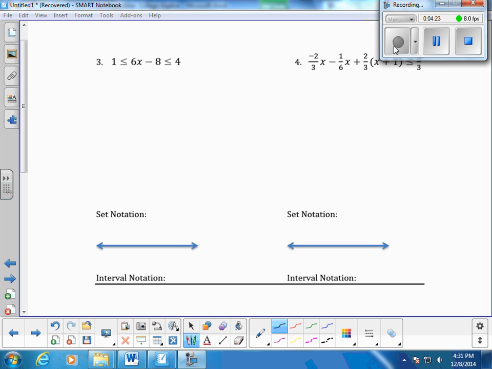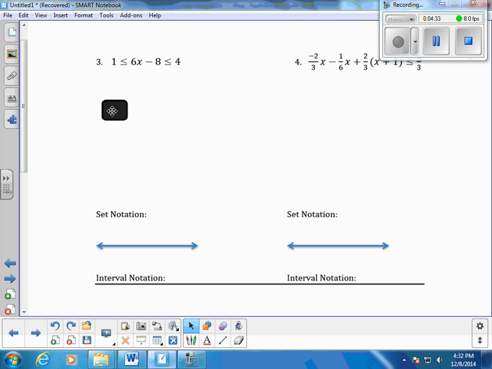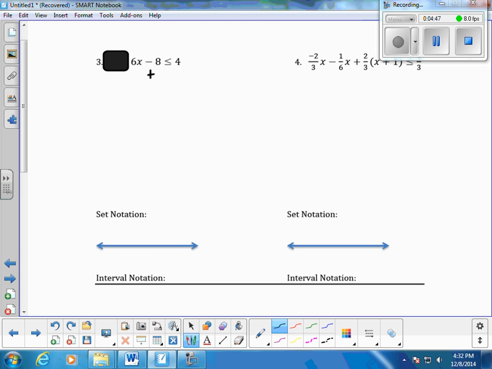Okay, this is a compound inequality, and we want to solve this in parts. So when I'm trying to figure out how to deal with this thing, the easiest thing to do is if I cover up this side and ignore it, and I ask you to solve this and said, how would you get x by itself? And you would tell me, add 8 to both sides. The only thing different is we have a third side over there, so I'm going to add 8 to all sides.